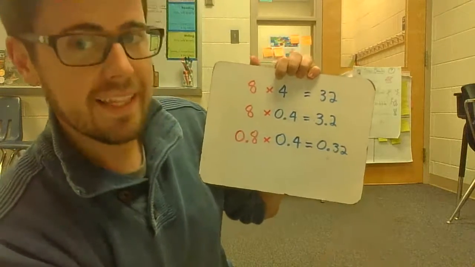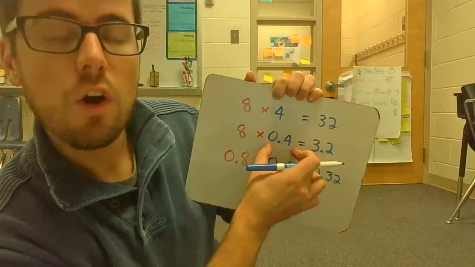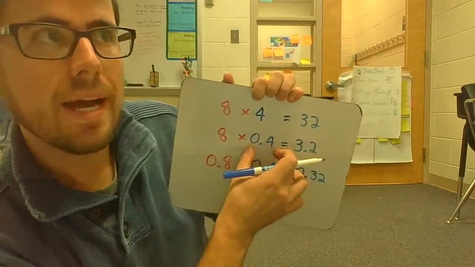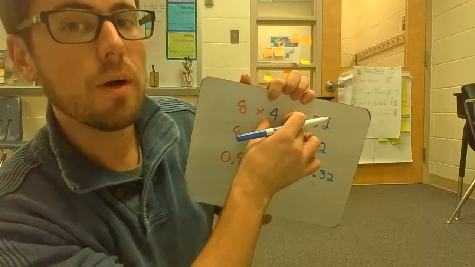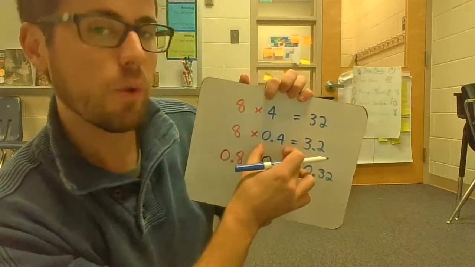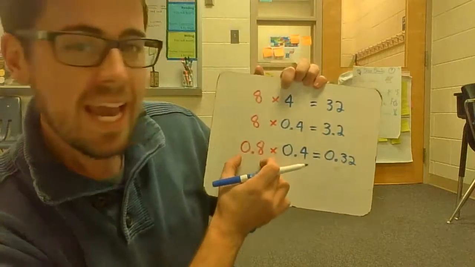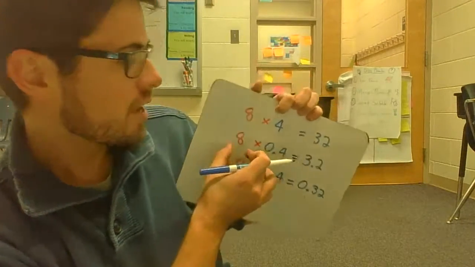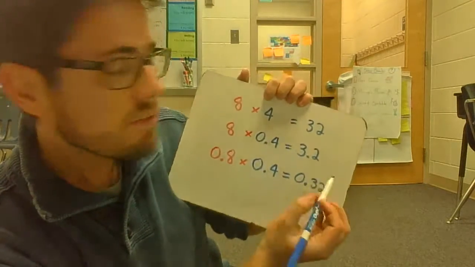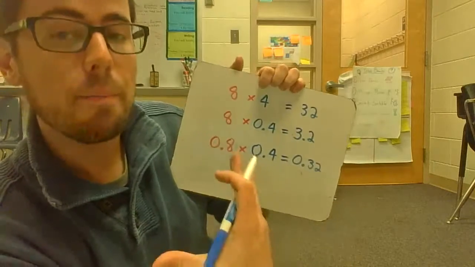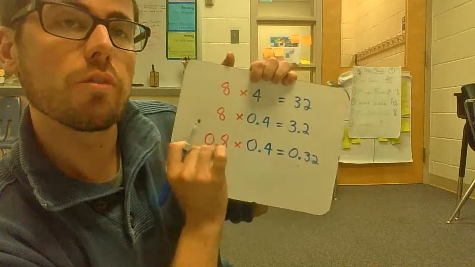The reason for this is that each time we decrease our number, we are actually decreasing it by 10 times. In other words, 4 is 10 times larger than 0.4. 0.4 is 10 times smaller than 4. 0.8 is 10 times smaller than 8. All of these numbers are 10 times smaller. So every time we decrease a number by dividing by 10, we're actually hopping the decimal over to the left.